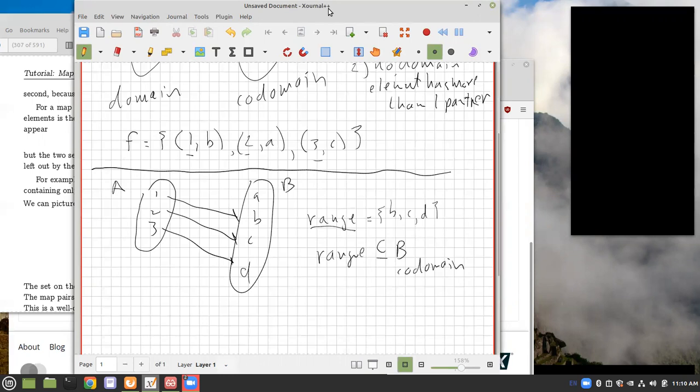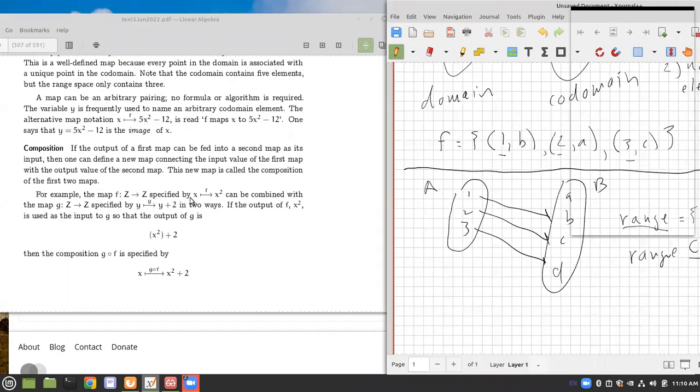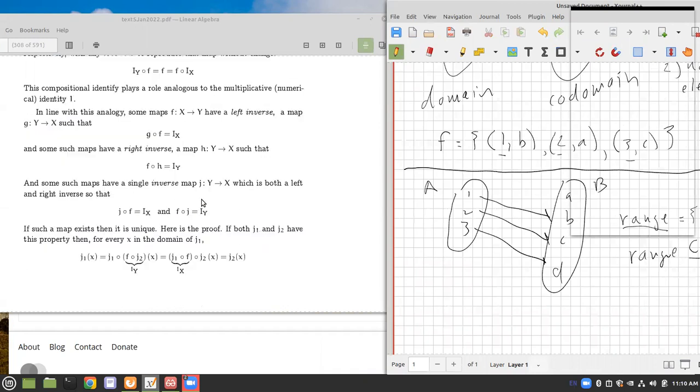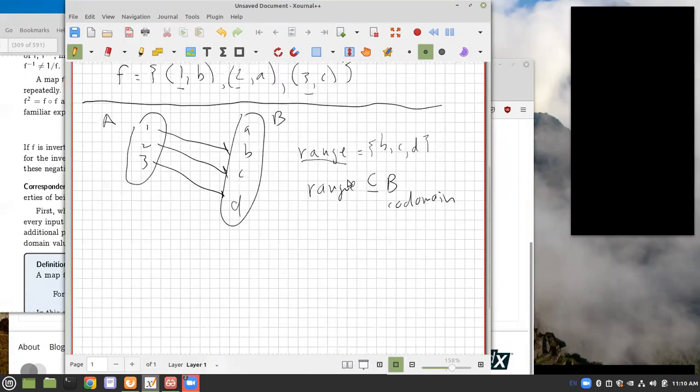Okay, and there's a picture of the map there, and let's see. Okay. We're going to go and see.